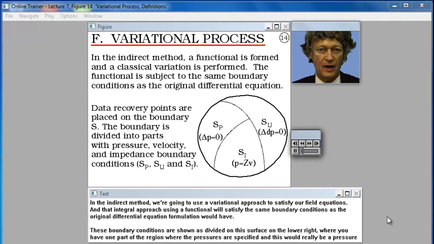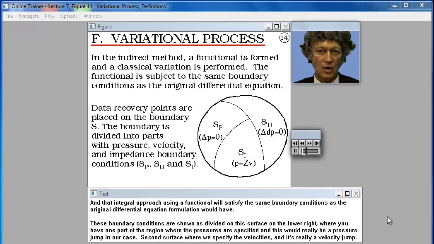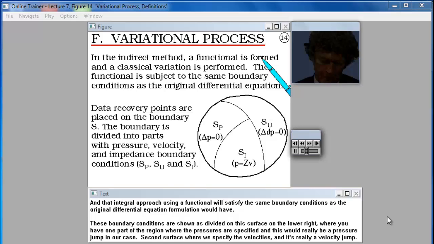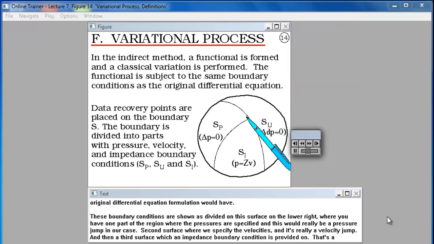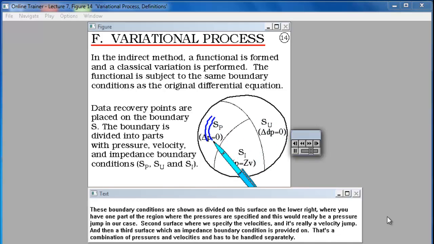In the indirect method, we're going to use a variational approach to satisfy our field equations. And that integral approach using a functional will satisfy the same boundary conditions as the original differential equation formulation would have. These boundary conditions are shown as divided on this surface on the lower right, where you have one part of the region where the pressures are specified, and this would really be a pressure jump in our case.